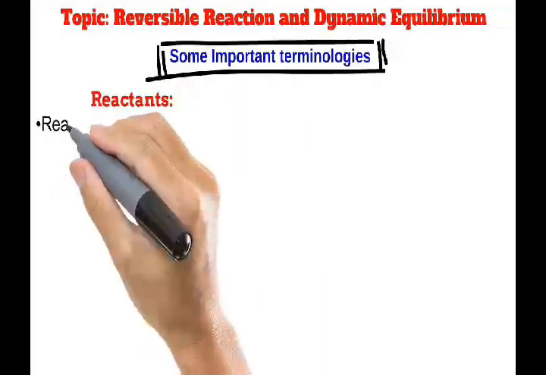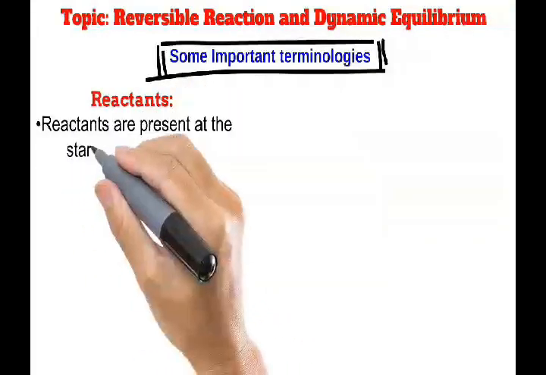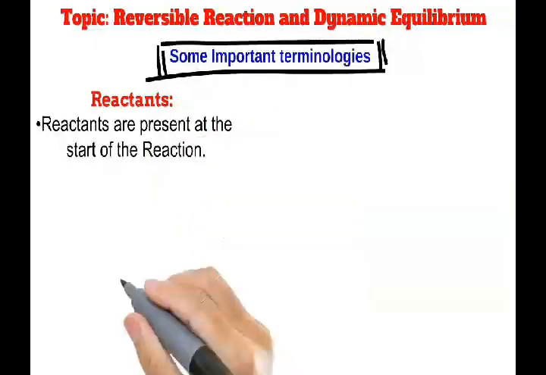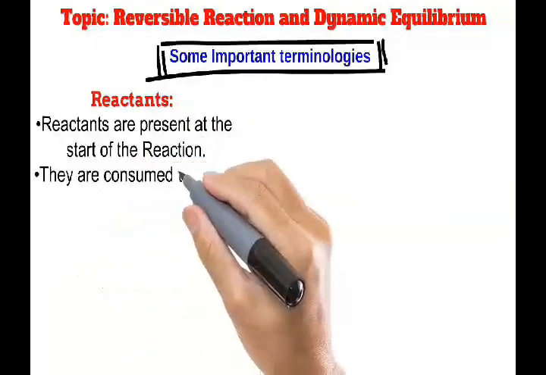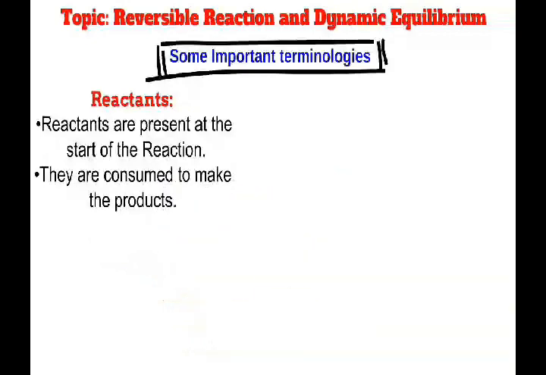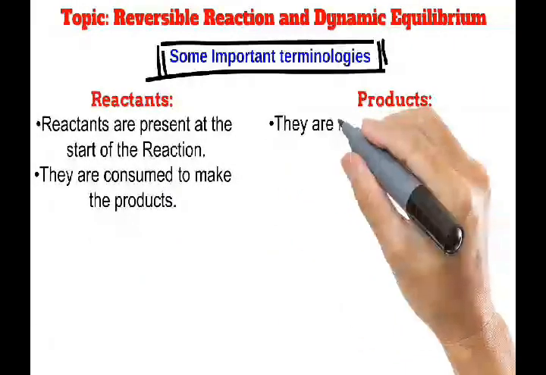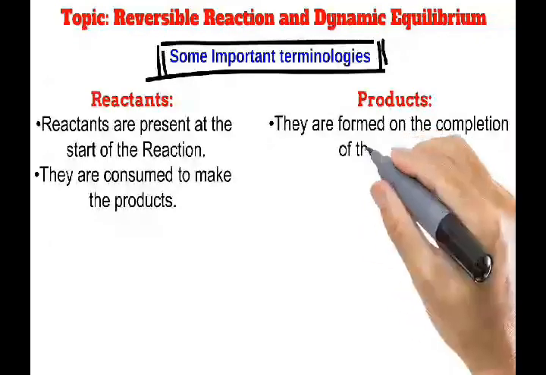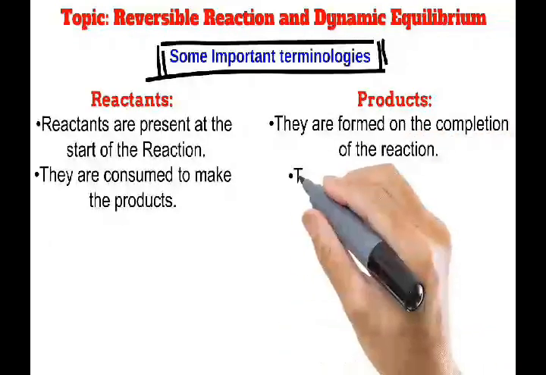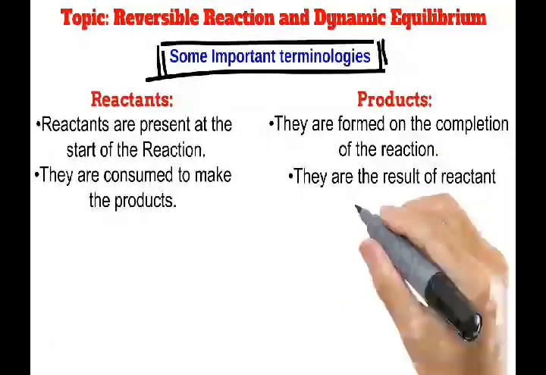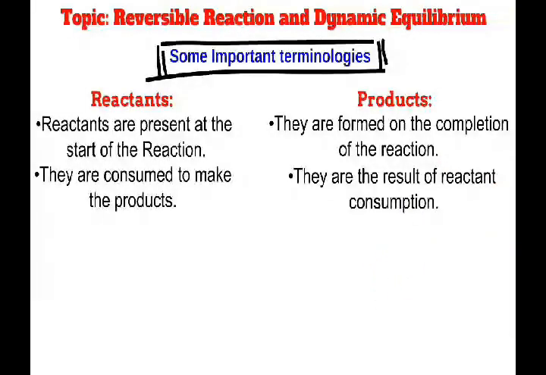So first we see what are reactants. Reactants are present at the start of any chemical reaction. Reactants combine together to form products. Now we will see what are products in a chemical reaction. The products are formed on the completion of any reaction. They are formed by the combination of reactants.